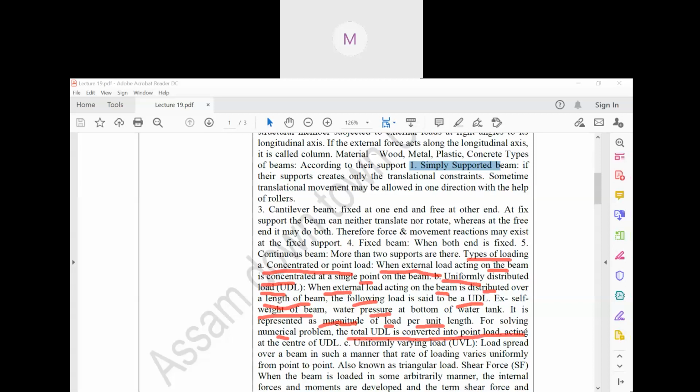That means what? You simply multiply the load with the length. That means the length of the beam, or the distance between the two supports, with the load, and then eventually you will get it in the form of a point load.